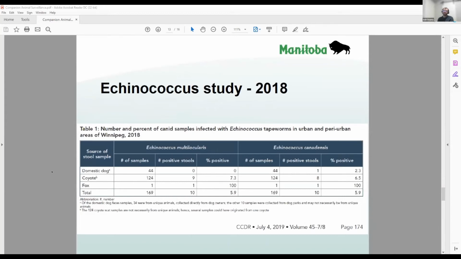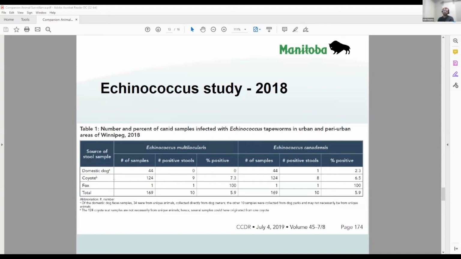This is an example of one of our responses to a human case. We had some human Multilocularis cases, and that got the public health system asking questions like, well, what's happening in the animal world? And we really had no clue. We did a little bit of a survey with our public health counterparts. If you look here, not a lot of samples from domestic dogs. We had 44 samples. We did find one canadensis, no Multilocularis, which was not a huge surprise, especially with only 44 samples.